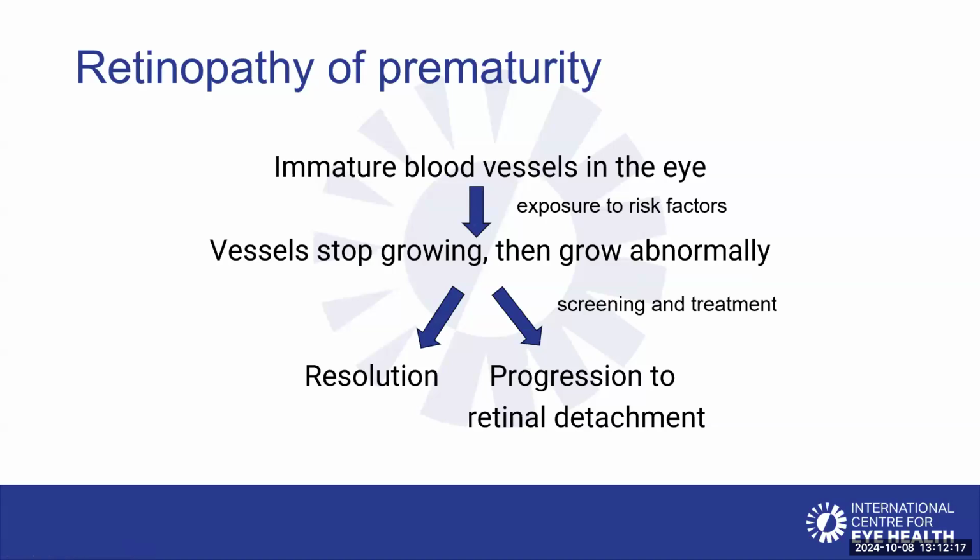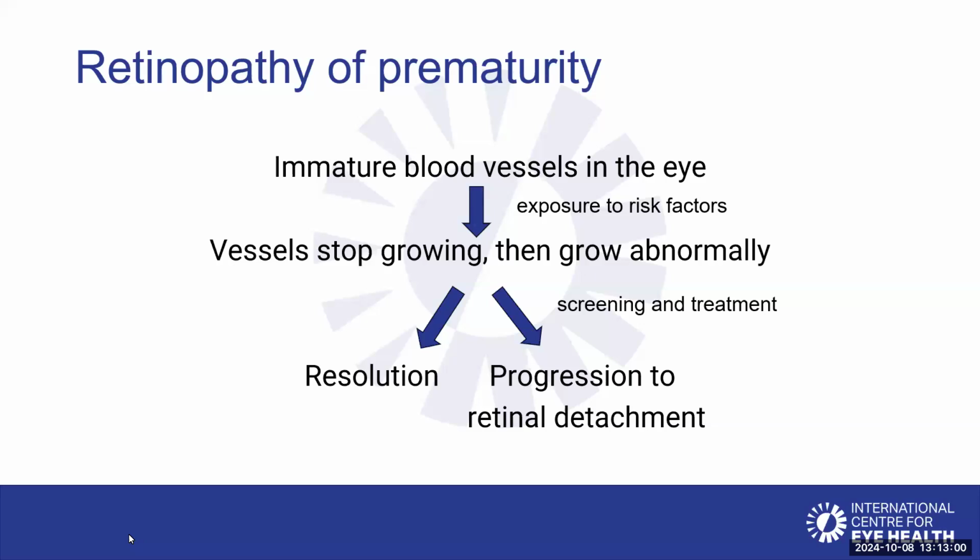Retinopathy of prematurity only occurs in preterm babies who've received intensive neonatal care. So they are a captive audience. We know where they are, and we know which babies are at risk. They are at risk because the blood vessels in their retinas are not fully developed at birth. If they are exposed to risk factors, particularly hyperoxia, but also sepsis and other things, then those blood vessels stop growing initially, and then they start proliferating and growing abnormally. And it's that abnormal vessel growth which is retinopathy of prematurity.